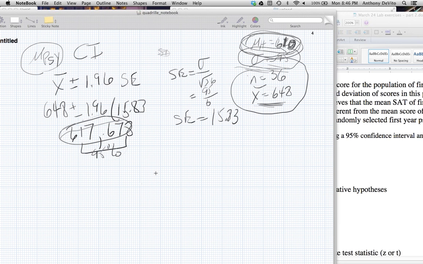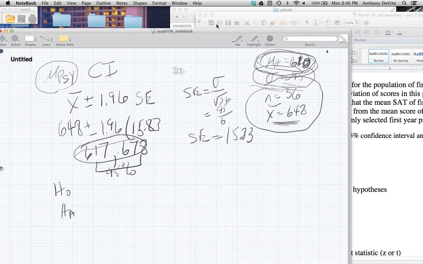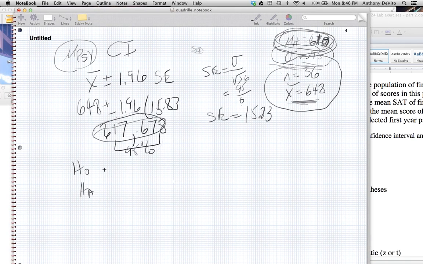Okay, good. The other way I can do this is hypothesis testing. What do I do with hypothesis testing? H null and H alternative. Now, I'm not going to worry about, we might have said something about he thought they were higher. I'm just going to say different. So for our purposes, I'm going to make this a two-tailed test.